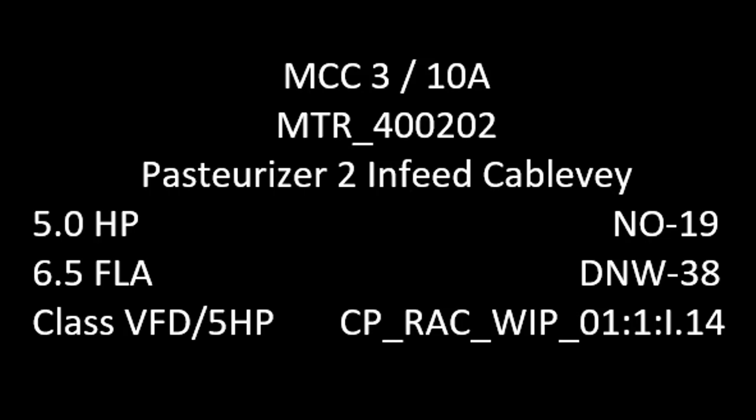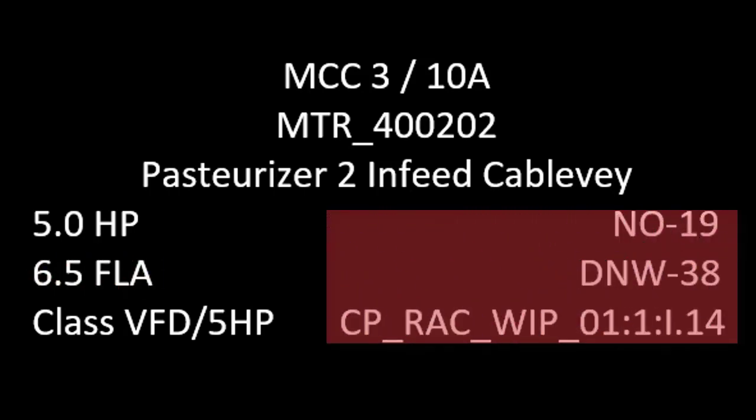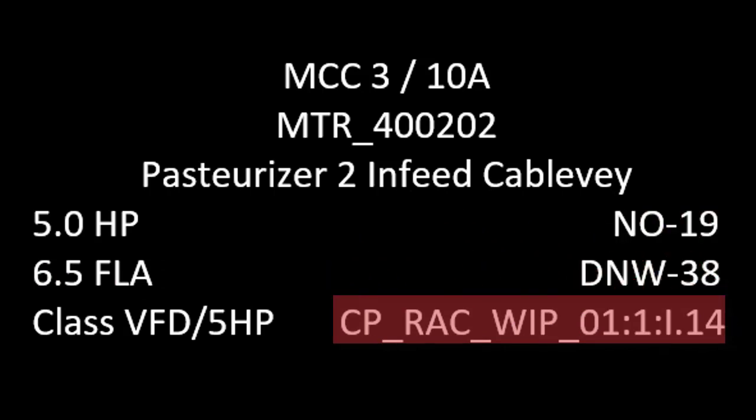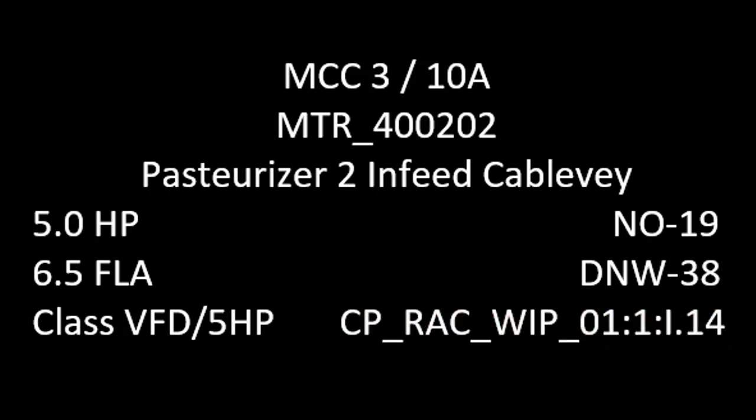These values are unique to a motor. This is a 5 horsepower motor. It has an FLA of 6.5. FLA stands for full load amps. The FLA is defined as the maximum allowed current before the motor overheats. It lives in this network and it has a PLC address, which we will later get into. All of these pieces of information tell us where to go when we troubleshoot.